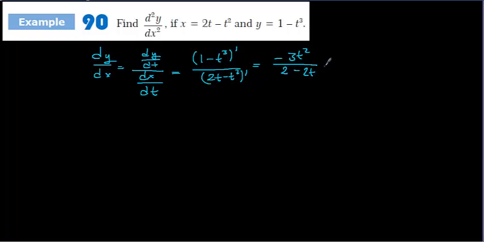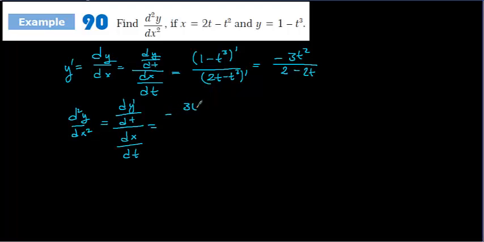Okay, we found the first derivative of the expression. At the end, this is equal to the y derivative. For the second derivative, d squared y over dx squared, it is equal to the derivative of dy over dx with respect to t over dx over dt, which is equal to the derivative of minus 3t squared over 2 minus 2t, over the derivative of 2t minus t squared.